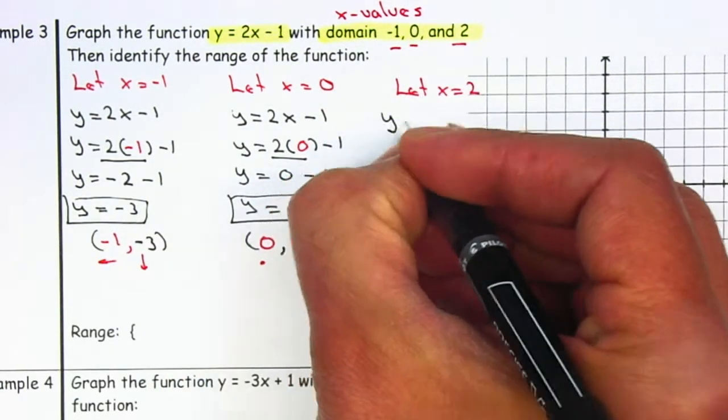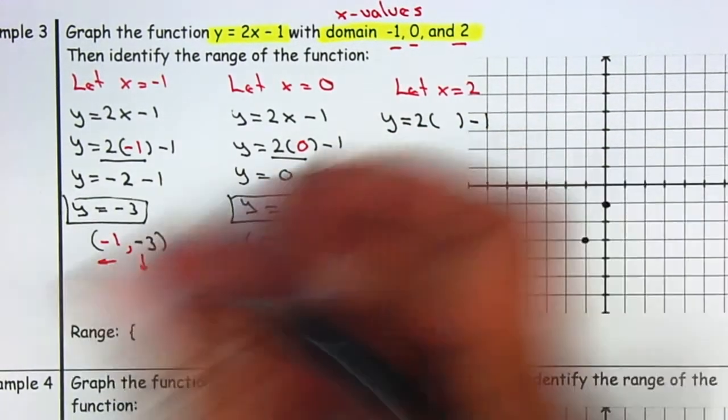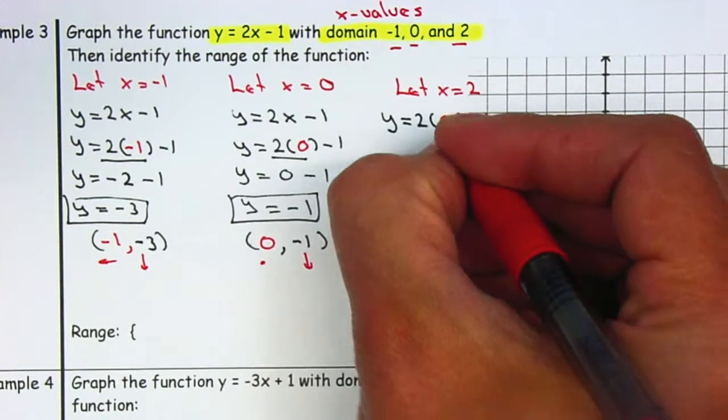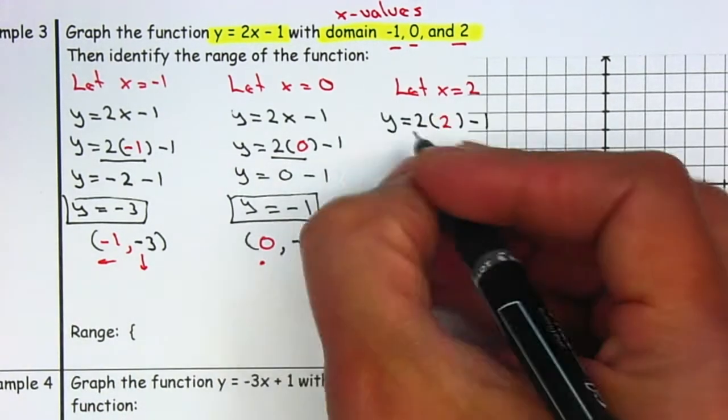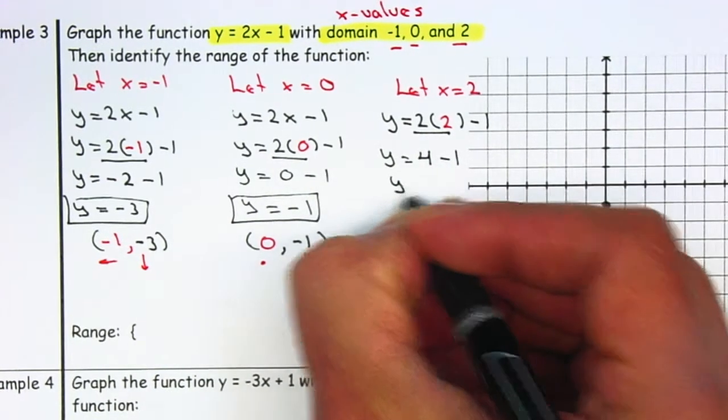So let's go use the last one, 2x minus 1. But instead of the x will be a 2. I'm going to simplify, multiply first. Y is equal to 4 minus 1. Y is equal to 3.